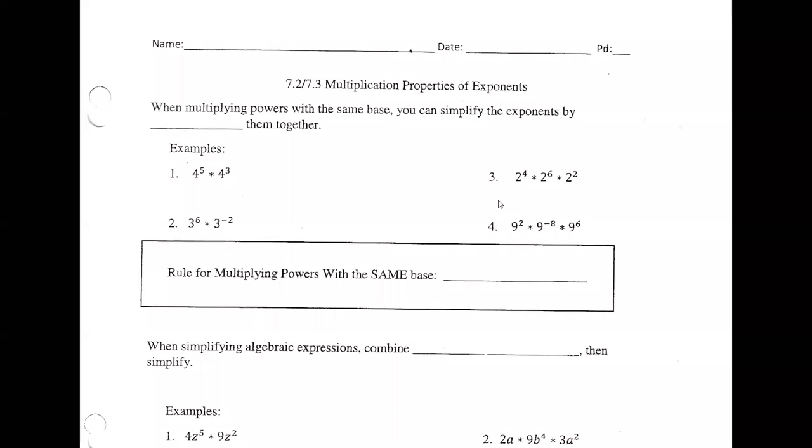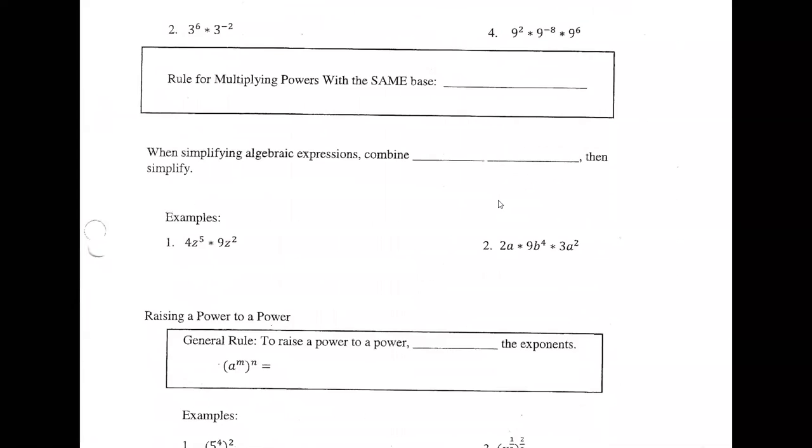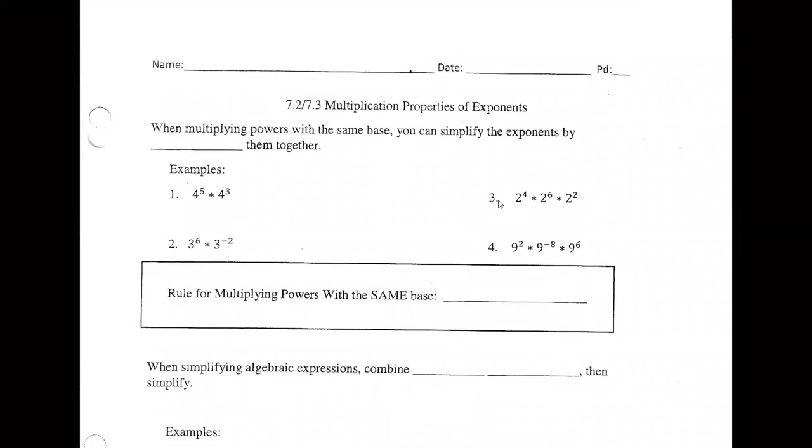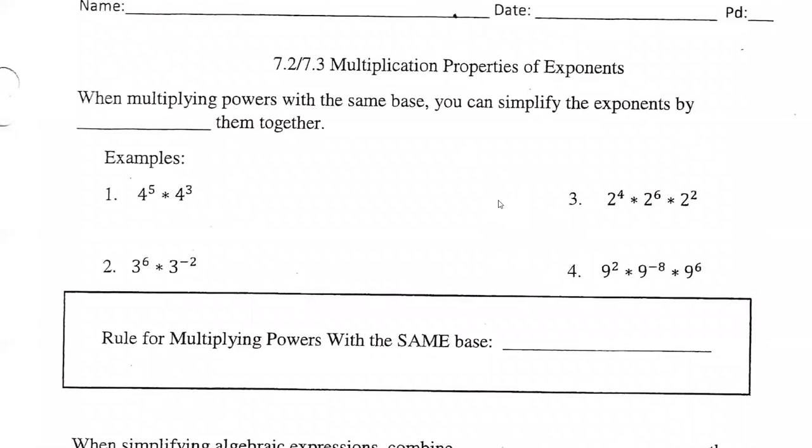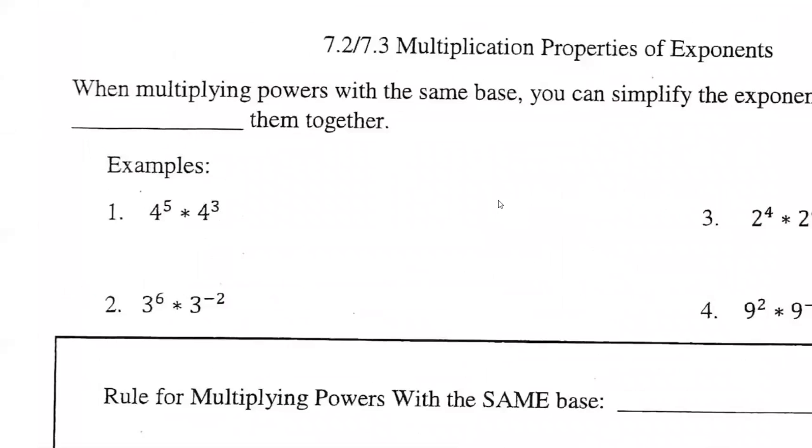Recording. So, like I said, today we're going to be looking at exponent rules. So there's 4 rules we'll be looking at today. I believe, right? Yeah, it should be 4 if I remember right. When multiplying powers with the same base, you simplify the exponents by adding them together.